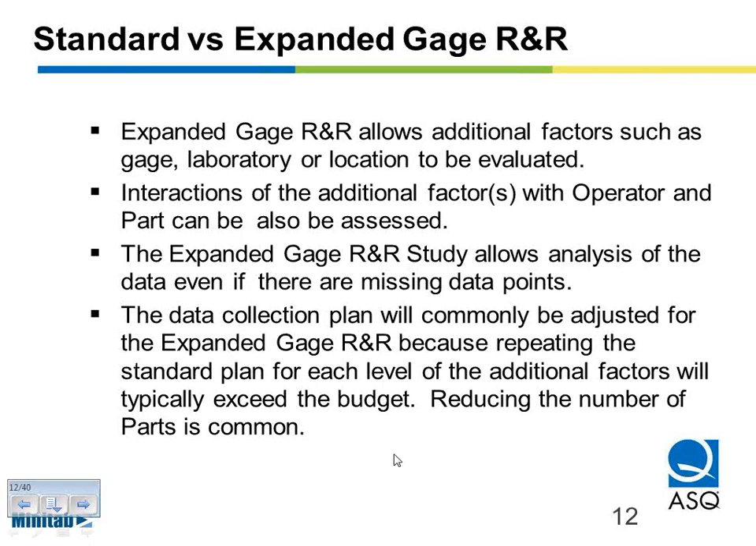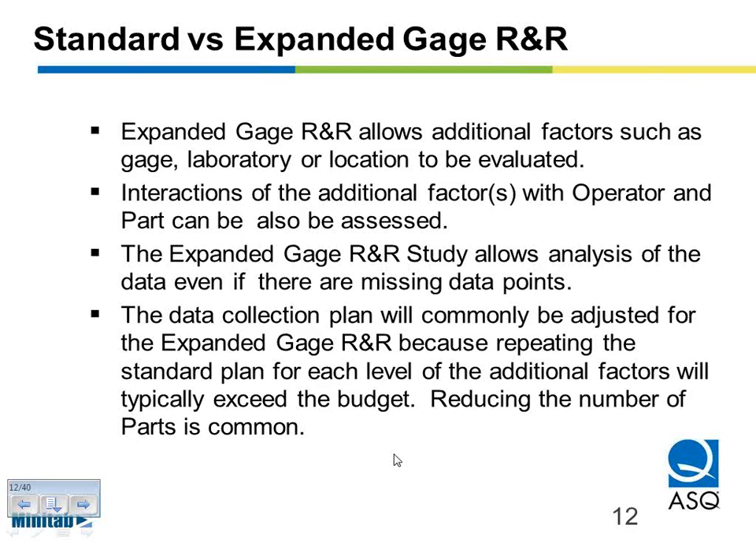Finally, if I were to summarize the differences between the two, an expanded study allows you to add an additional factor. As I've mentioned, gauge is the most common additional factor to add to your study. The interactions of that factor with the operator and part will also be assessed. The expanded gauge R&R will also allow analysis of missing data points, even if you're missing both replicates of any combination of operator by part by gauge.